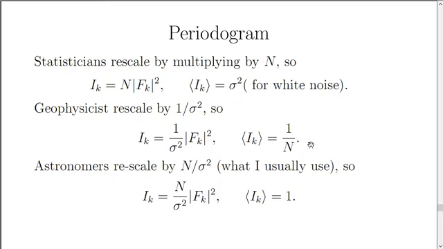Astronomers tend to rescale it by n divided by sigma squared. This is the normalization, the scale factor I usually use. In that case, the intensity is n divided by sigma squared times the absolute square of the Fourier coefficient, and for white noise, the expected value of the intensity is equal to 1. All these scalings are valid. All of them make a perfectly valid periodogram or power spectrum. The one you choose may depend on what your personal preference is.